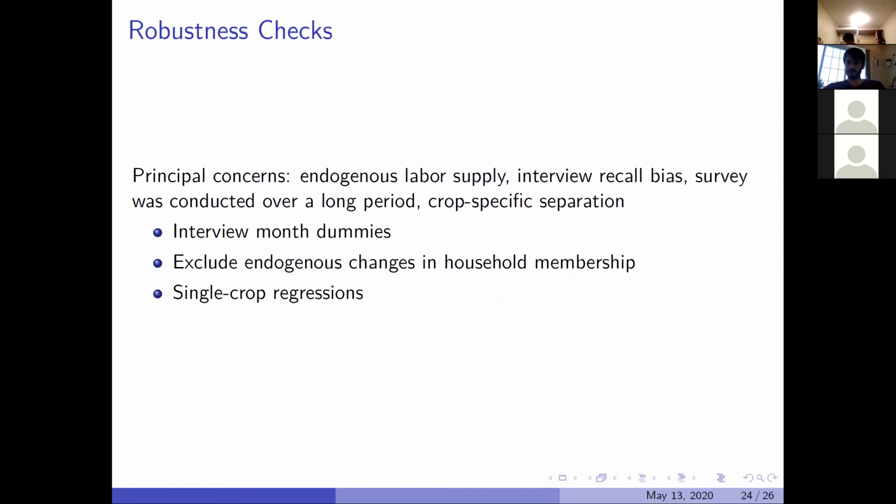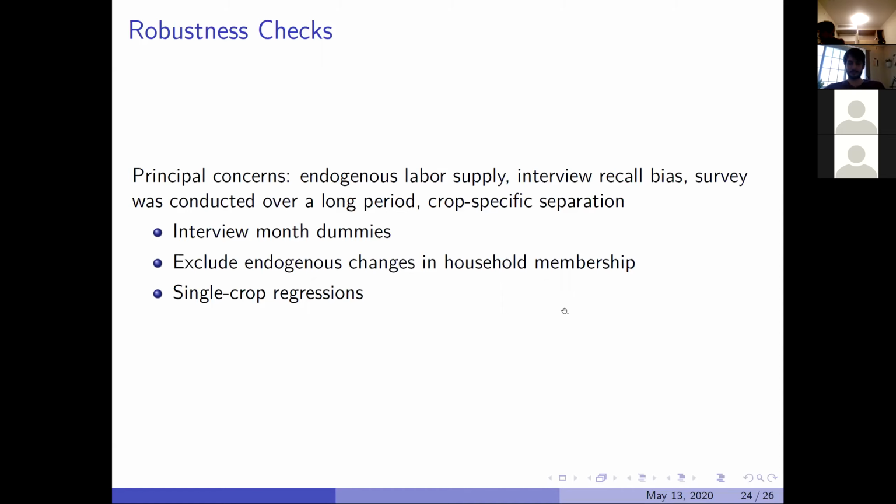Then lastly, there could be crop-specific rejections. Not all markets are alike: you might have separation in some markets for some crops, but not for others, in case there's crop-specific separation. So the last robustness check, which is in the paper, is single crop regression.